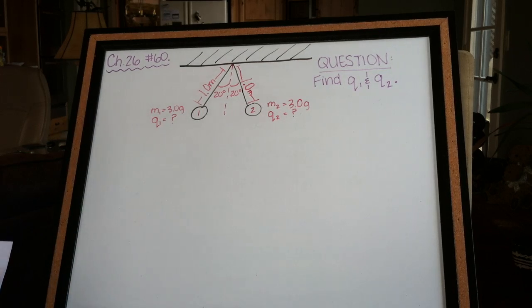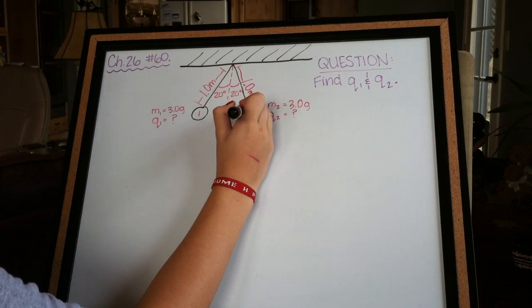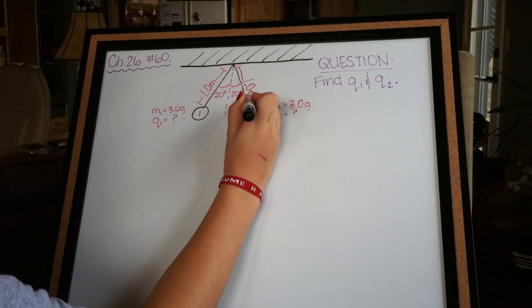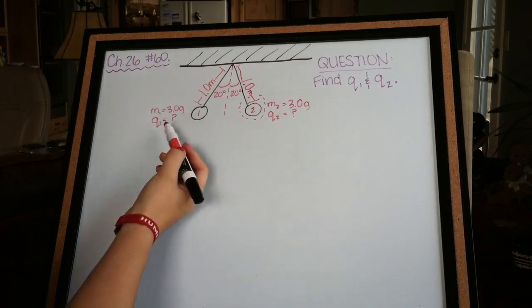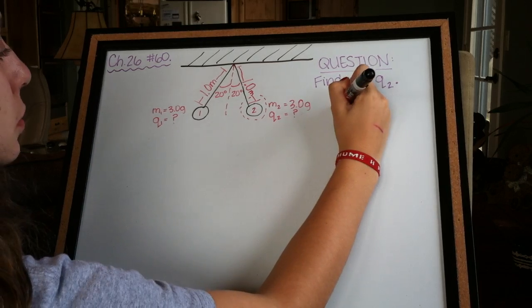From here, we can start solving the problem. First, I'm going to isolate one ball and focus on it throughout the equation. I've arbitrarily chosen number 2. Since they have the same situation, we can assume that Q1 is going to equal Q2.